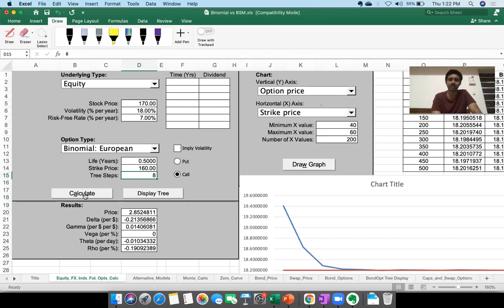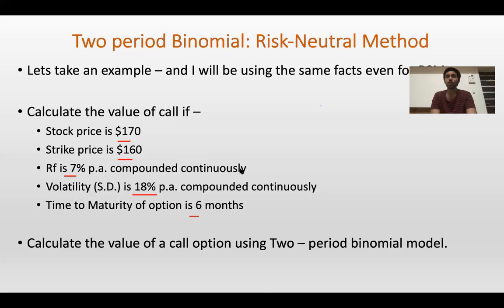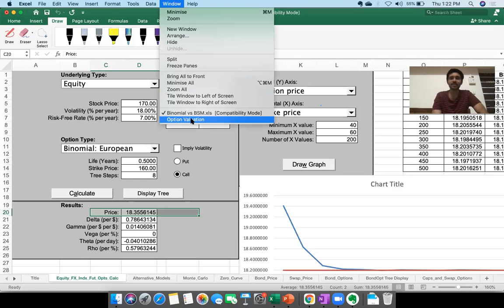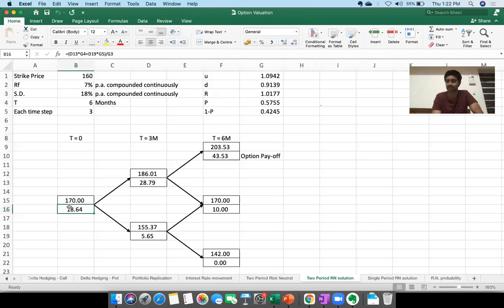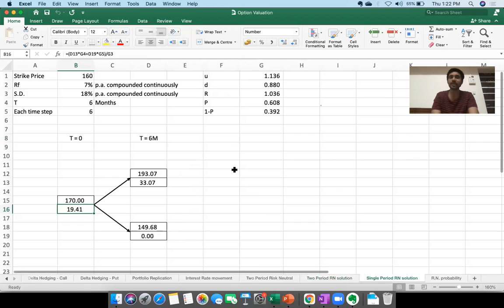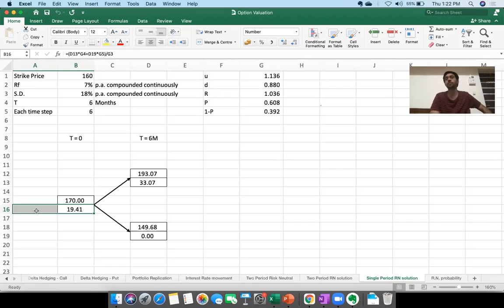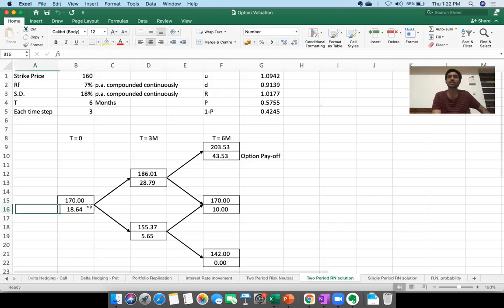I'm going to call option and pressing calculate. The price of a call option is 18.35. Okay, and if you remember, a 2-period binomial actually gave us the call value to be 18.64. A 1-period binomial, if I show you 1 period, gave us 19.41 to be the value of a call option. The 2-period binomial gave us a value of 18.64 with the same facts.